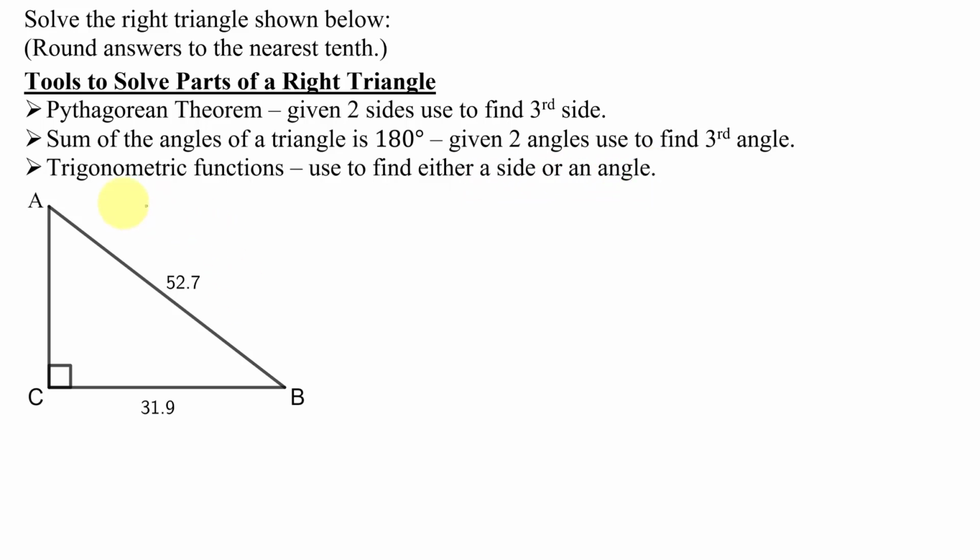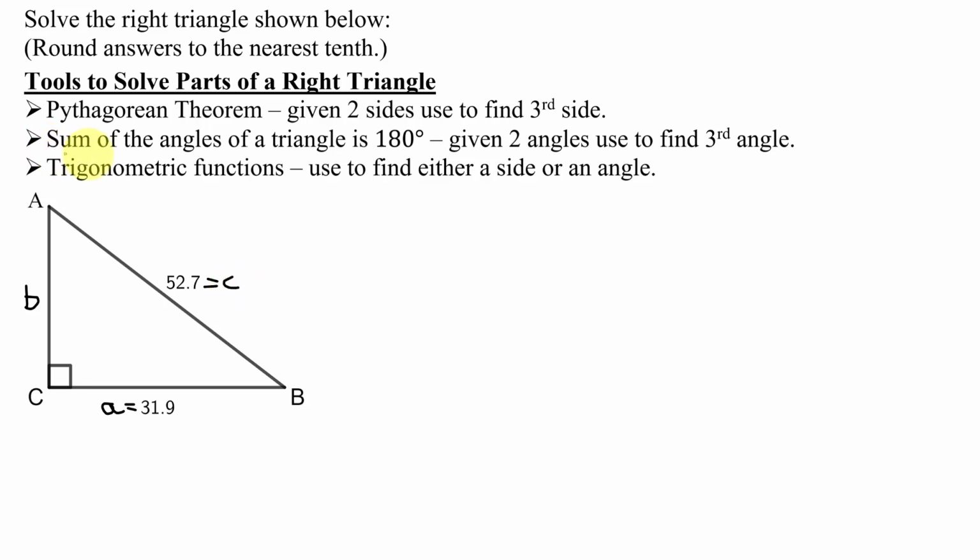Now, looking at my diagram over here, each of the angles is already labeled, but the sides are not. So remember, the side opposite angle A is side A, which we write with a lowercase a. Side opposite angle B is lowercase b. Side opposite angle C is side C, which we write with a lowercase c.